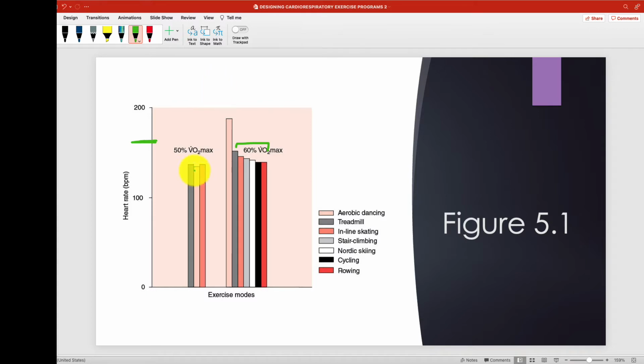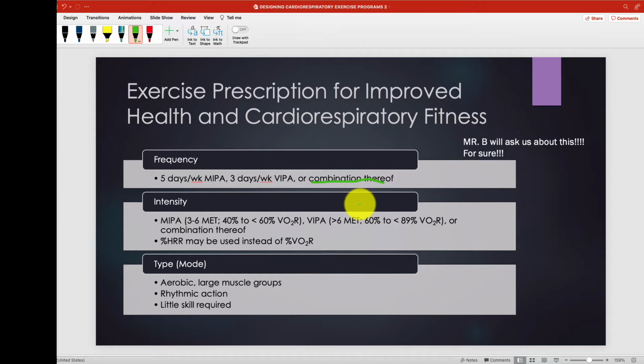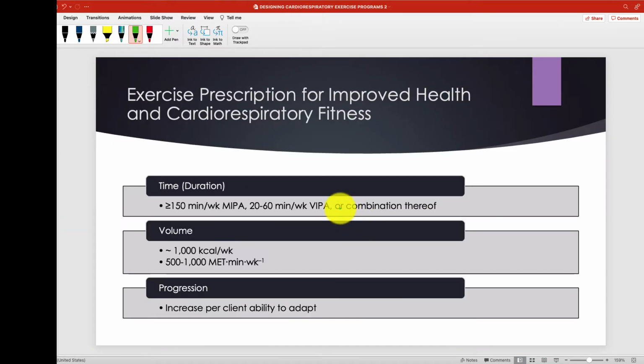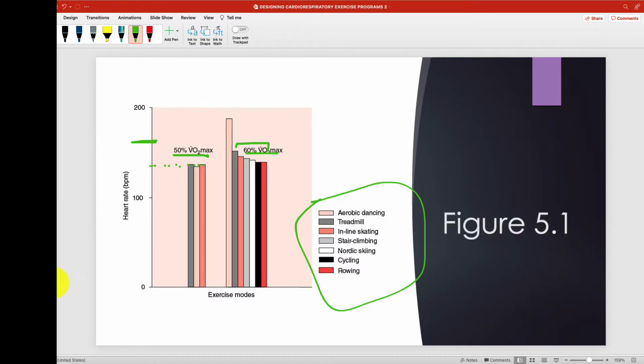And you can see that if we did 50% of our VO2 max versus 60% of our VO2 max, treadmill, aerobic dancing, and inline skating are very similar in intensity and heart rate. So what this is saying is you can kind of mix and match whatever you want and get the same effects, which is why this says you can do a combination. Because this is showing you that it's all relevant. It's all going to produce adaptations that are favorable and increase fitness levels, okay?